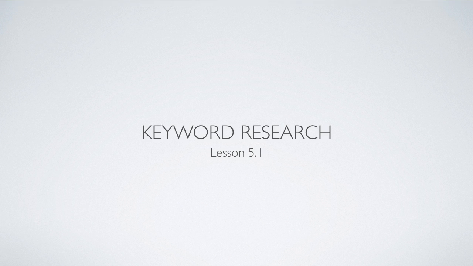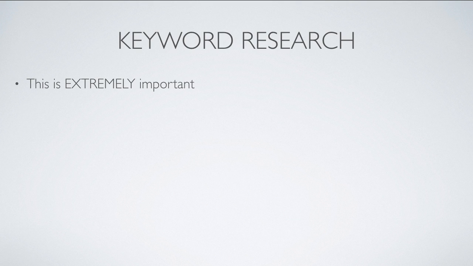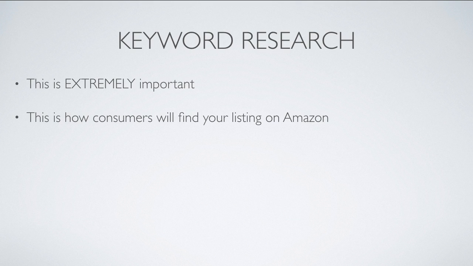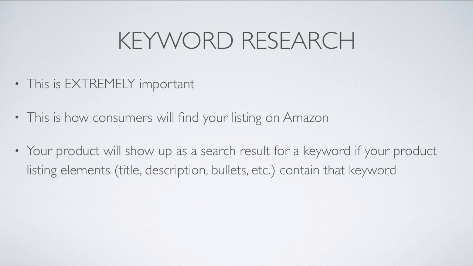So in this specific lesson, lesson 5.1, we'll be discussing keyword research. This is extremely important because this is how consumers will find your product listing on Amazon. Your product will show up as a search result for a keyword if your product listing elements, such as your title, your description, and your bullets, contain that keyword. So this is very important.